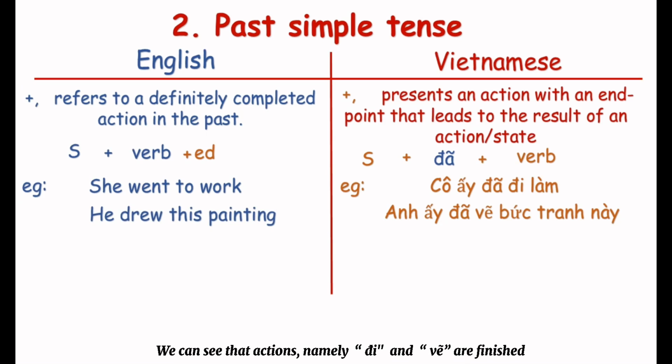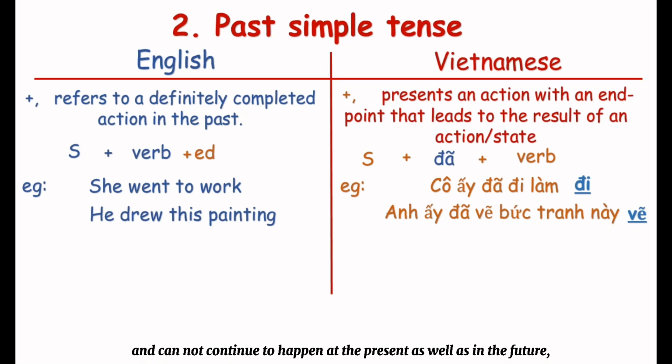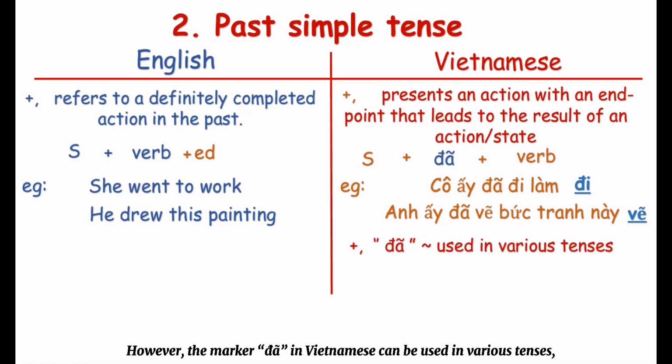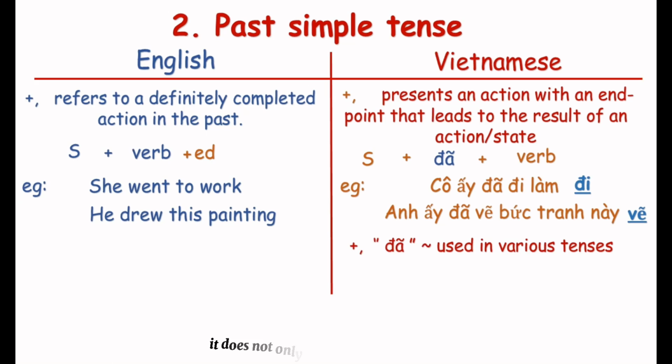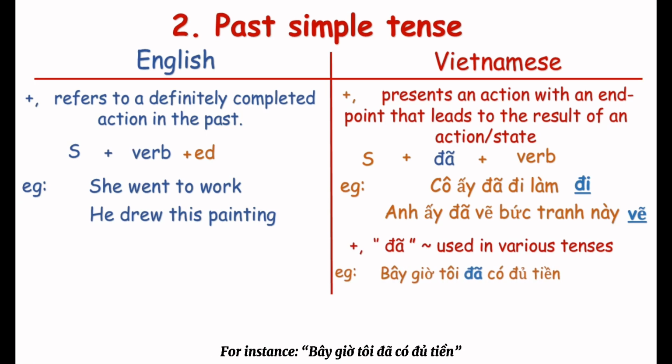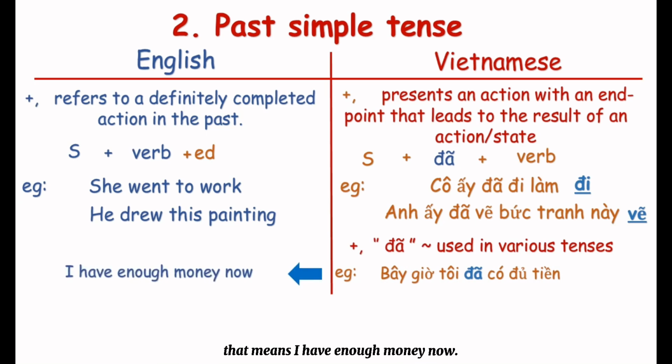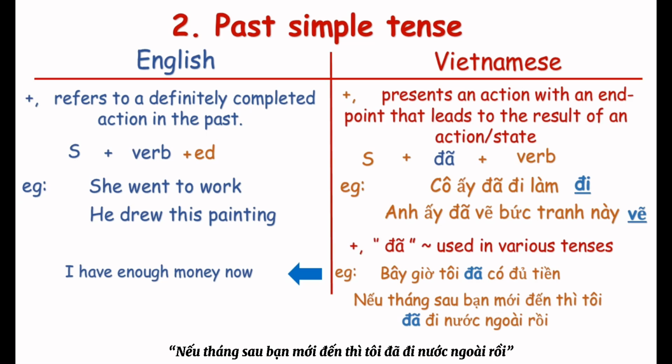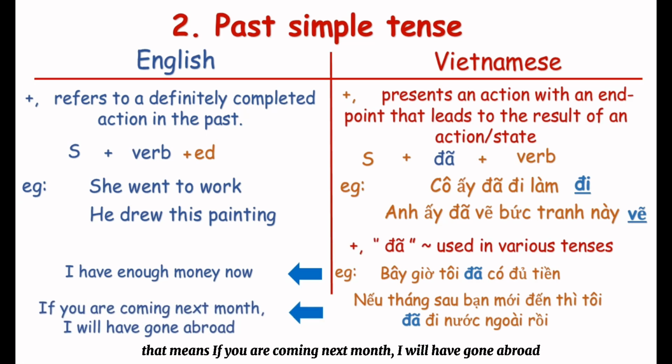We can see that the actions, namely đi and vẽ, are finished and can't continue to happen at present or in the future, which is similar to the expression in English. However, the marker đã in Vietnamese can be used in various tenses. It doesn't only refer to the past. For instance, bây giờ tôi đã có đủ tiền, meaning I have enough money now. Nếu tháng sau bạn mới đến thì tôi đã đi nước ngoài rồi, meaning if you are coming next month, I will have gone abroad. In both sentences, đã doesn't imply actions happening in the past.